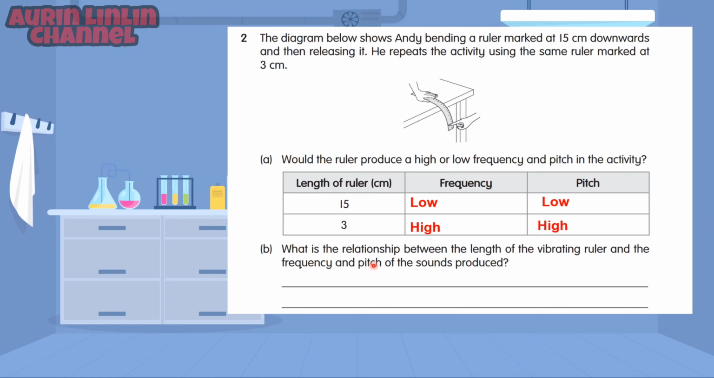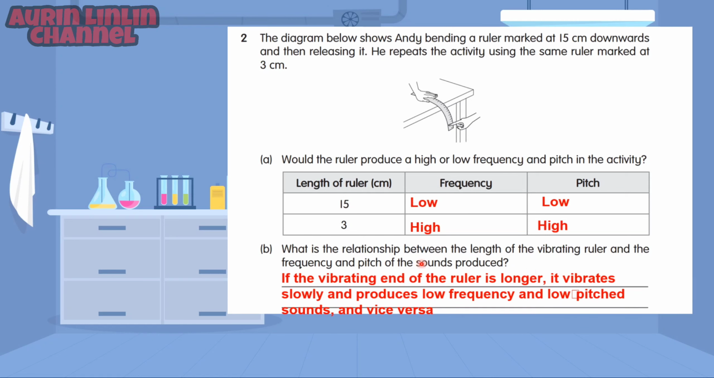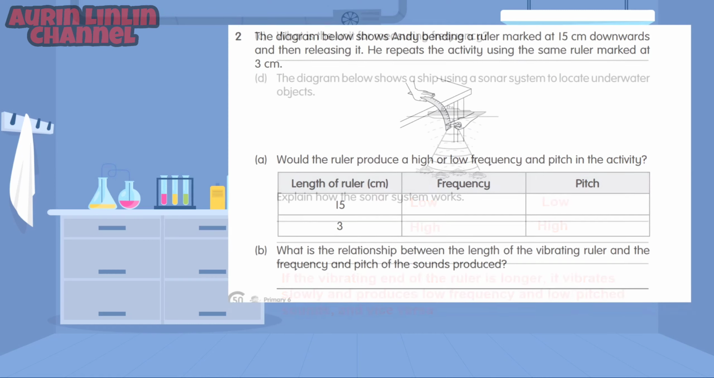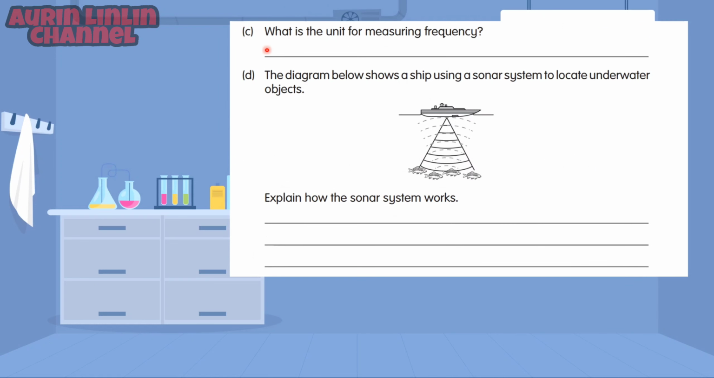The frequency is high and the pitch is high. What is the relationship between the length of the vibrating ruler and the frequency and pitch of the sounds produced? If the vibrating end of the ruler is longer, it vibrates slowly and produces low frequency and low pitched sounds and vice versa. What is the unit for measuring frequency? And the answer is hertz.